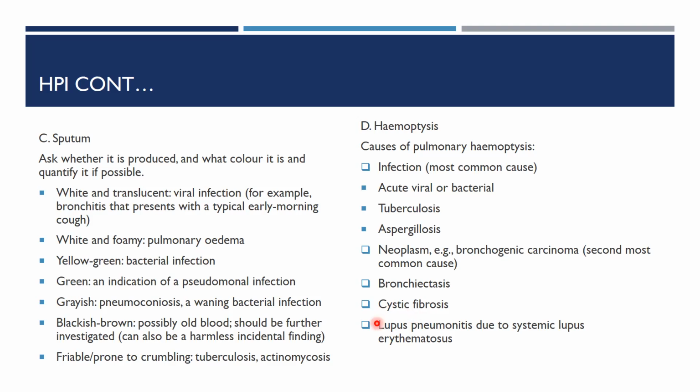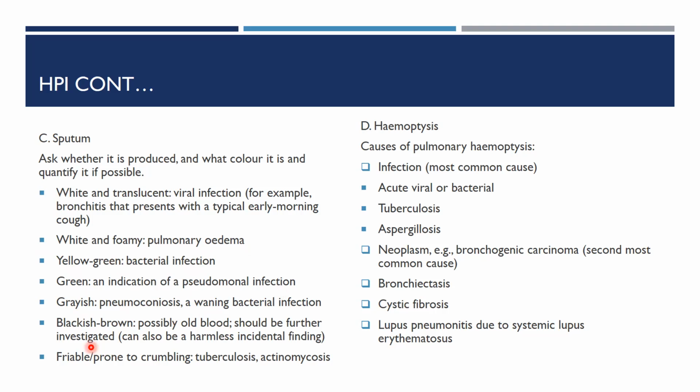So for the color, white and translucent just means a viral infection, like bronchitis. White and foamy would be pulmonary edema. Yellow-green is bacterial. That's usually purulent. They call it purulent because that's pus. The yellow-green there is pus. Green would be an indication of a pseudomonal infection. Grayish is pneumoconiosis or a waning bacterial infection. Blackish brown is possibly old blood and also should be further investigated, but could be harmless.